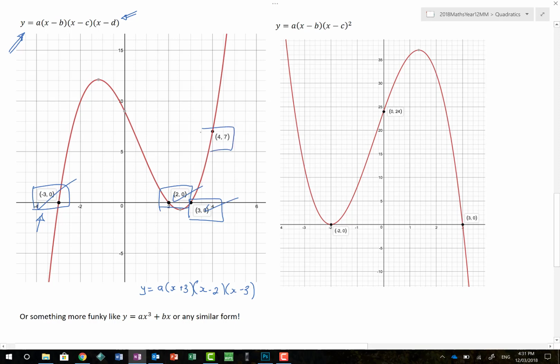I need to be given one additional point that I can substitute in to then find me the value of a. So again, I would then have 7, because that's my y value, is equal to a. X is 4 plus 3, 4 minus 2, and 4 minus 3. And putting all that together and solving will give me the value of a. I really, really like it when they give it to me in this format. It makes life pretty simple.